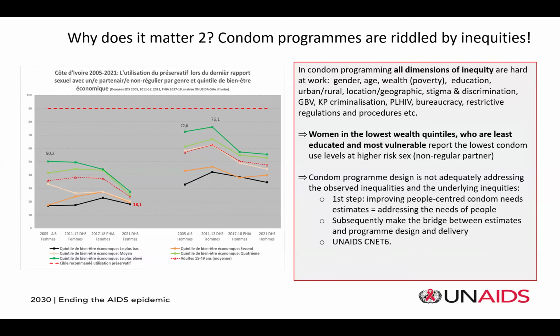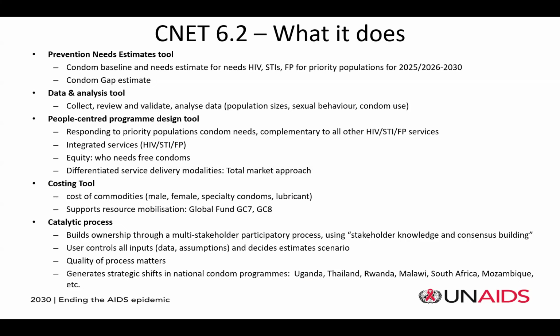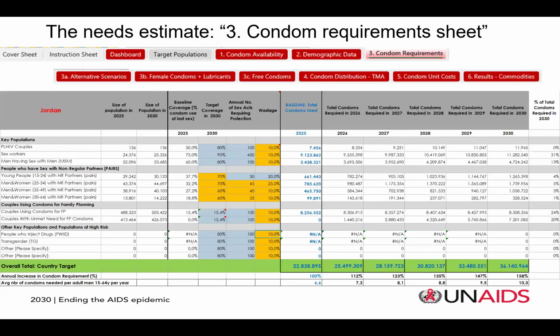Part of that should ideally also be an analysis of inequity in condom access. Sometimes we see differences not only by geography or by population, but also by income level. So CNET is not only a needs estimation tool, it's also a data analysis tool, a people-centered program design tool, a costing tool, and it facilitates this catalytic process of bringing the different sectors together. Ideally, in using the information, whether it's CNET, the condom needs estimates or PrEP needs estimates from the Spectrum tool, it would be good to bring the public sector and perhaps some private sector representation together, and use this analysis, the estimation of the total need, to explore opportunities for program development or market development.